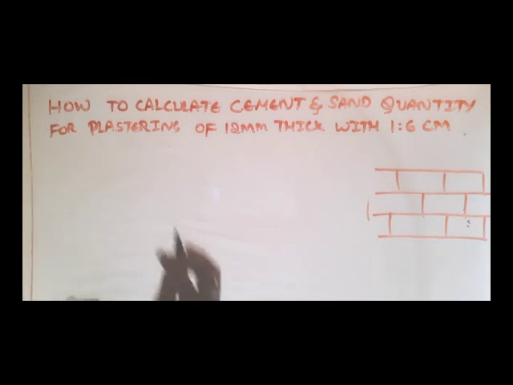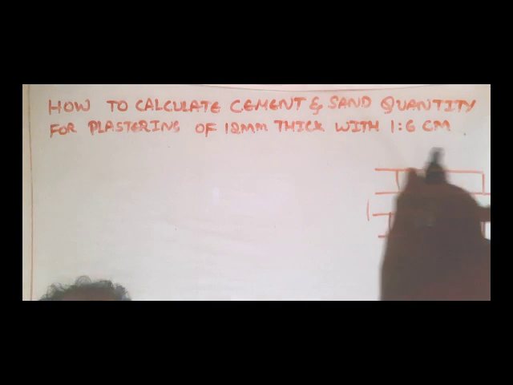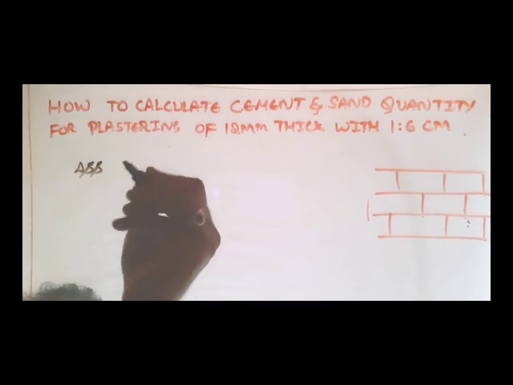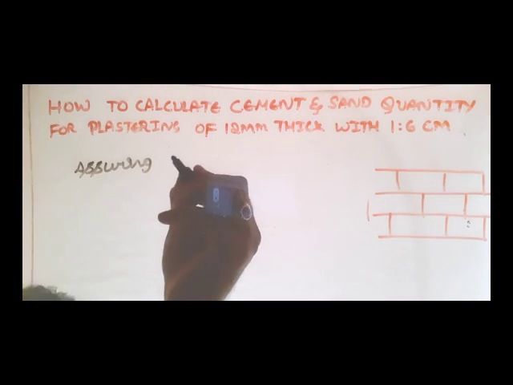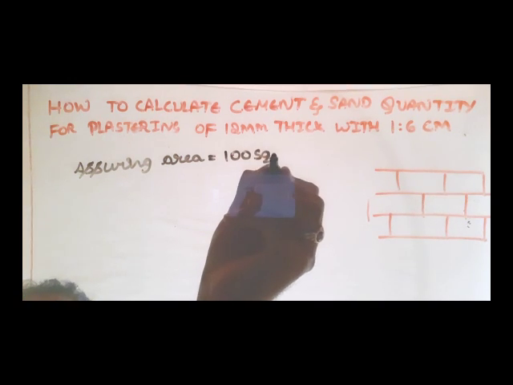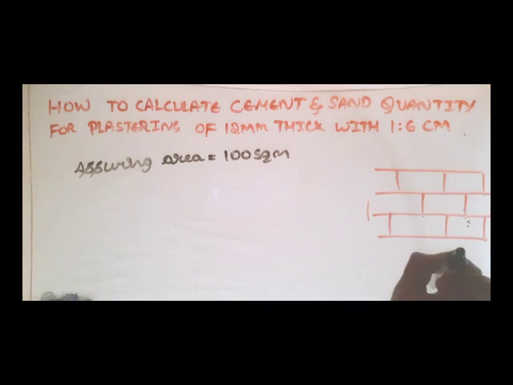For that I'm going to assume the area of this particular wall. Let us assume the plastering area is equal to 100 square meter. Let us consider this wall as a 100 square meter wall.